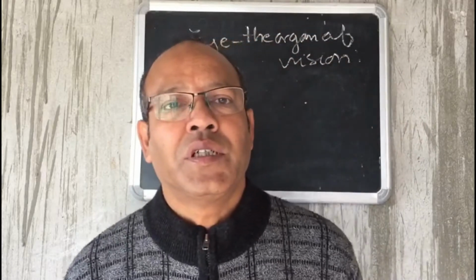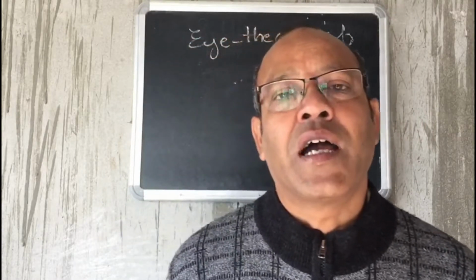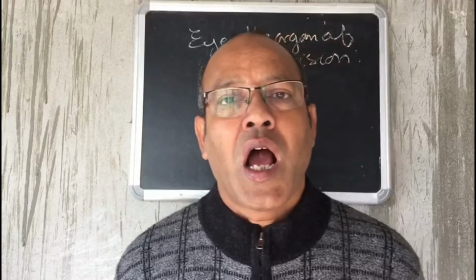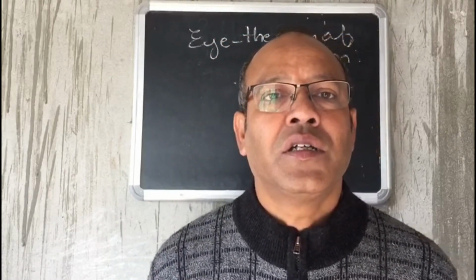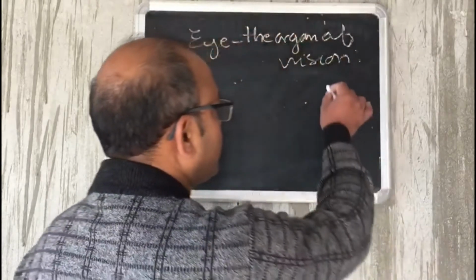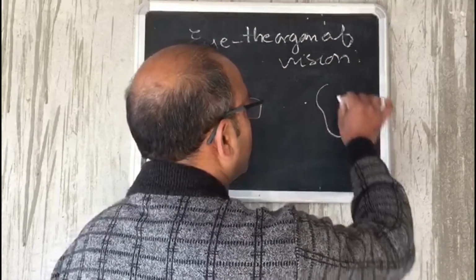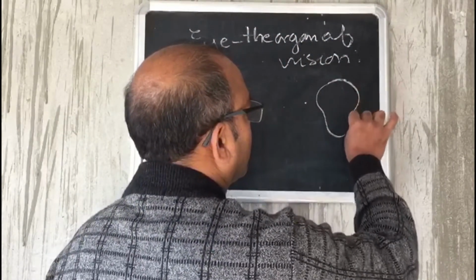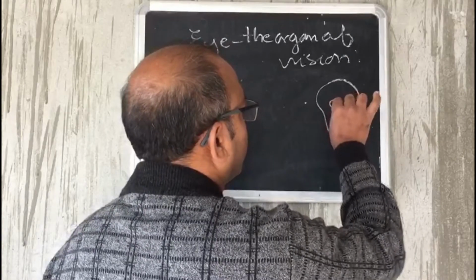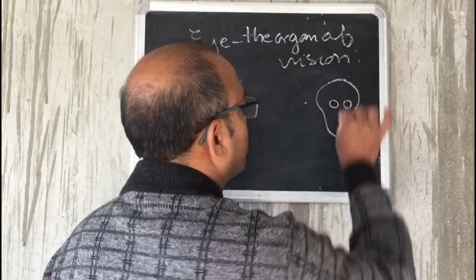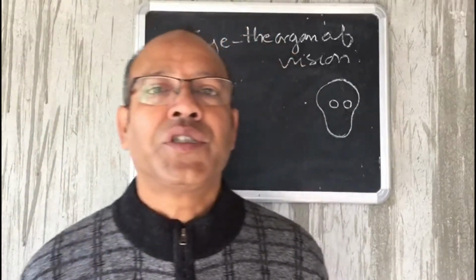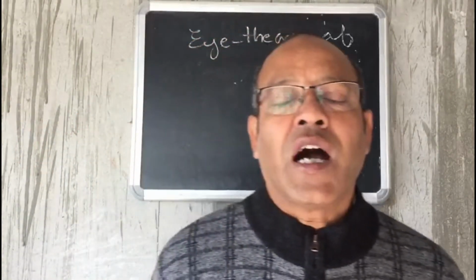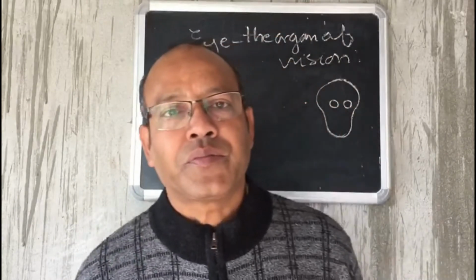Now we come to the location of the eye. Eye is located in our head region, in the skull. In the skull, we have 2 openings called the orbits. These orbits are the position where the eyes are located.